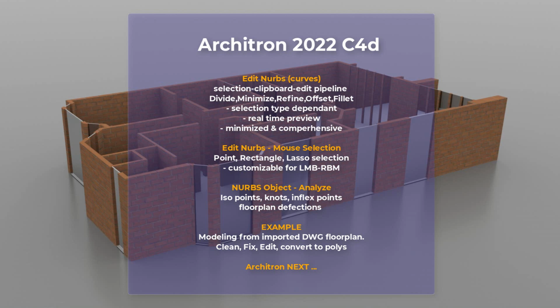In the first chapter I will show you the new Edit Nurbs tools for editing Nurbs curves. We have now completed the selection, clipboard, and edit pipeline, together with primitives and real-time booleans. We have completed the toolset for Nurbs curves. Five new tools are included: divide, minimize, refine, offset and fillet.